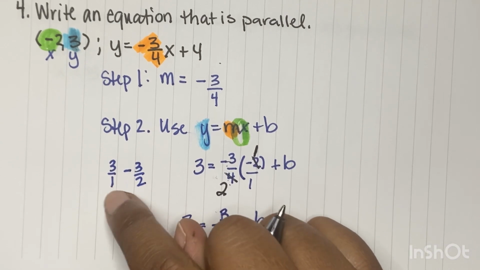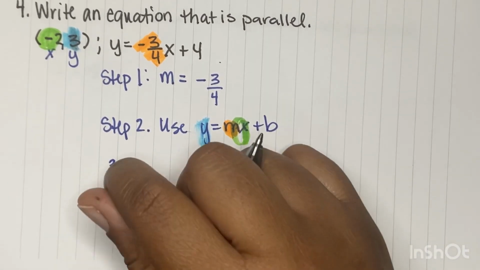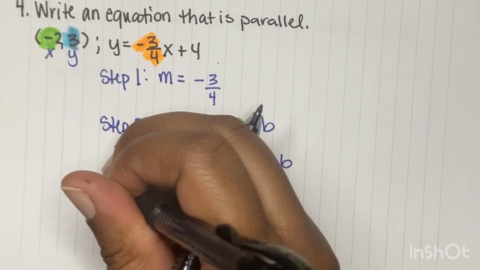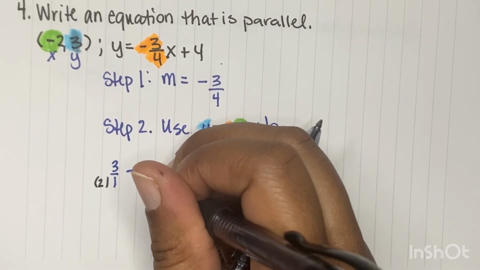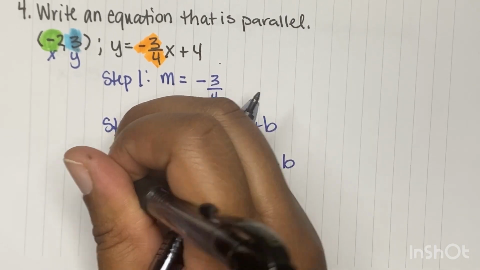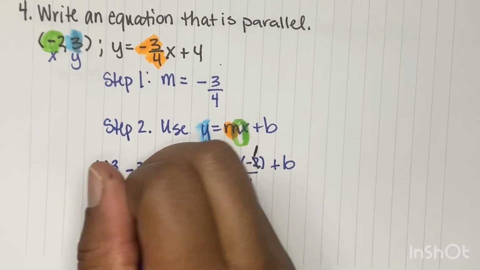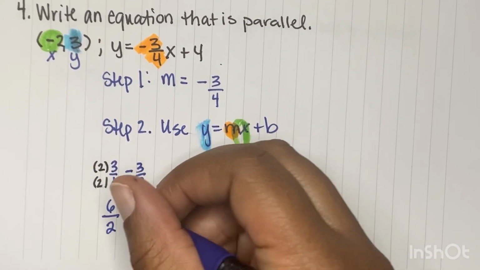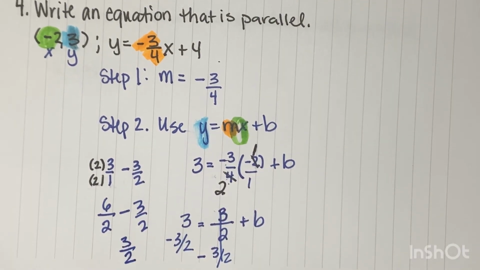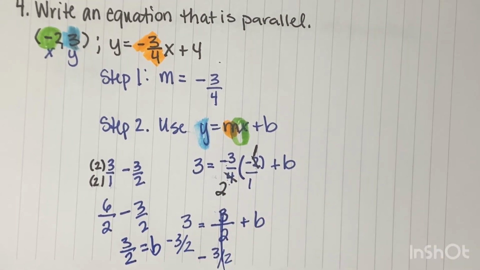In order for us to subtract fractions, we have to have the same denominator, same bottoms. So I will multiply this by 2 because I need this 1 to be the same as this. But what I do to the bottom, I also must do to the top. So 3 times 2 is 6 over 2 minus 3 over 2. 6 minus 3 is 3 over 2. So it's 3/2 that we get is equal to our b when we do 3 minus 3/2, okay?